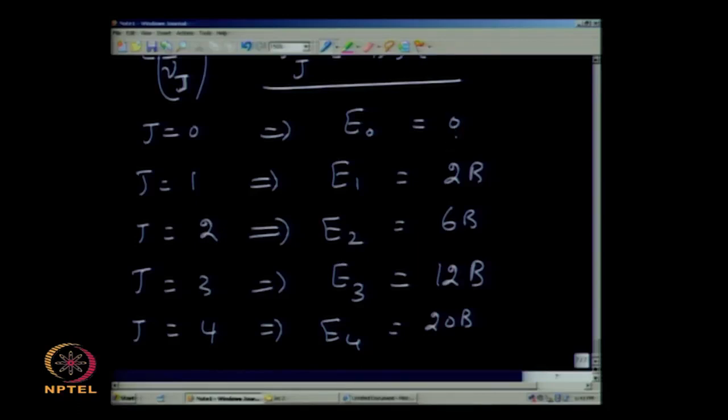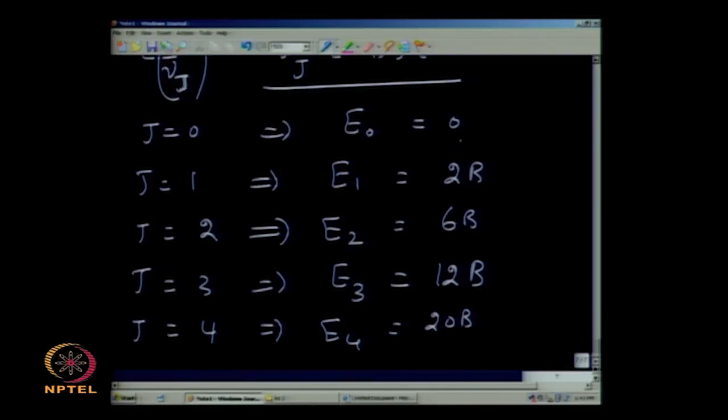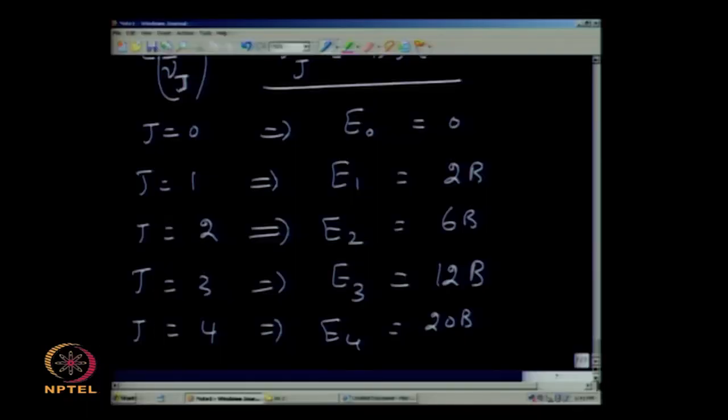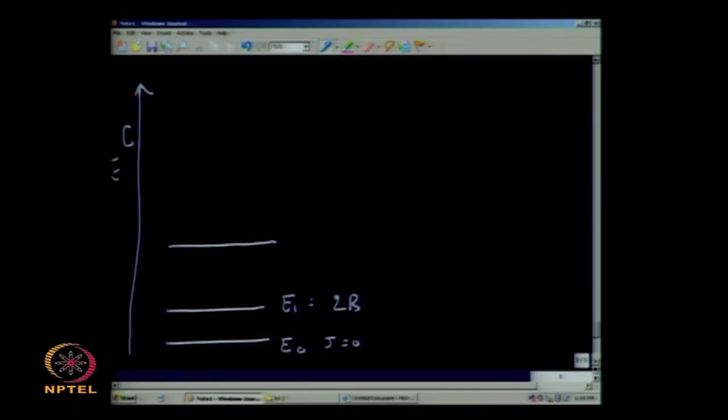J into J plus 1, for very large values of J, functions like J square. Therefore, you see that the energy levels increase, and the differences between the energy levels, which is what you see as a spectroscopic transition, will be determined by the differences between these levels. So, let us draw the energy level diagram now. E 0 is 0, this is J equal to 0. E 1, if we draw this, it is 2B. E 2 is 6B, on an appropriate increasing energy scale E.